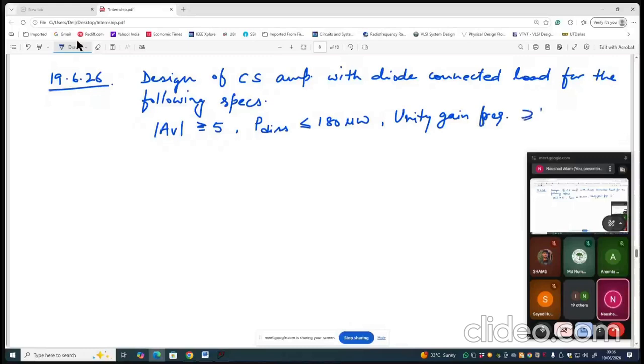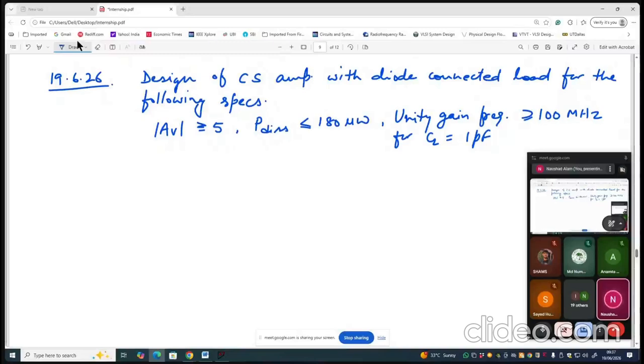Frequency of greater equal to say 100 megahertz, and whenever this unity gain frequency is specified, it will be for a given capacitive load. So for CL is equal to 1 picofarad. If we do not specify the load capacitance, then this unity gain frequency specification will not make sense, right?